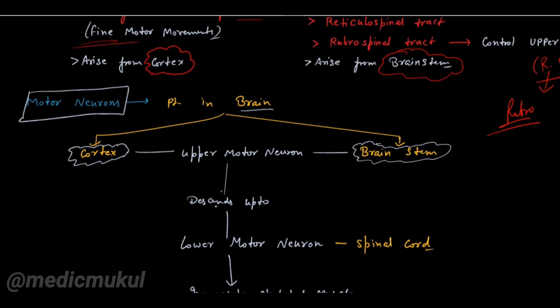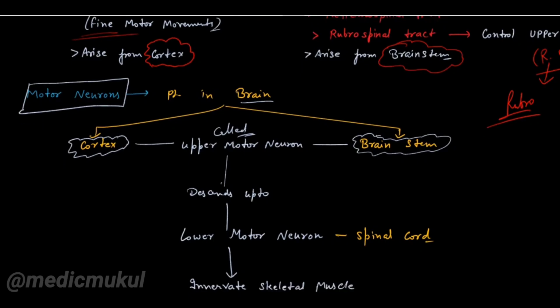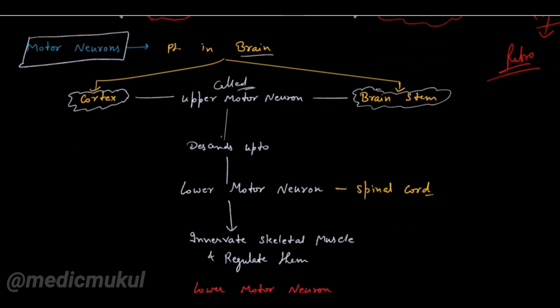So the neurons present in the cortex and the brainstem we call upper motor neurons. Then they descend to the lower motor neurons. So where are lower motor neurons present? In the spinal cord. Lower motor neurons present in the spinal cord innervate what? Skeletal muscles and regulate them.